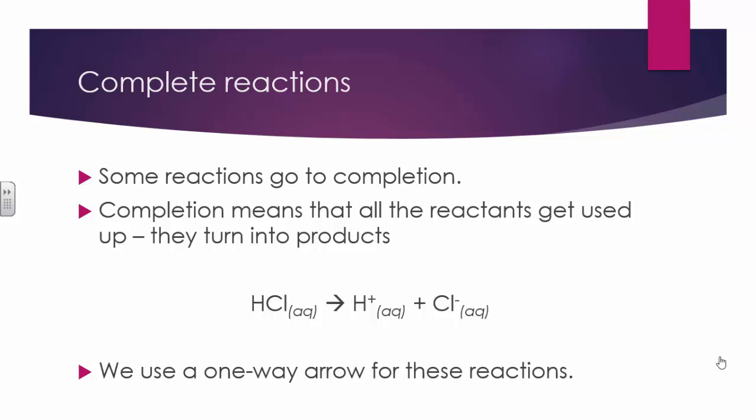In this video, we're going to discuss how to write an equilibrium expression. The reactions we've studied so far are reactions that go to completion. What this means is that all the reactants are getting used up and turning into products like this equation down here. The hydrochloric acid is being broken down into all hydrogen ions and chloride ions. So we use this one-way arrow that you're used to seeing.